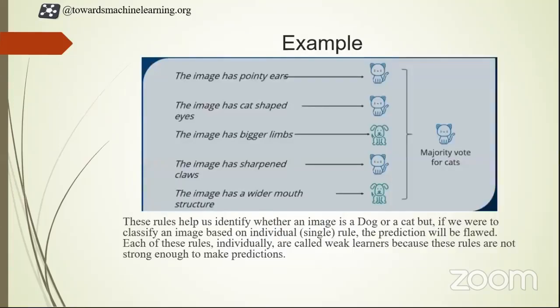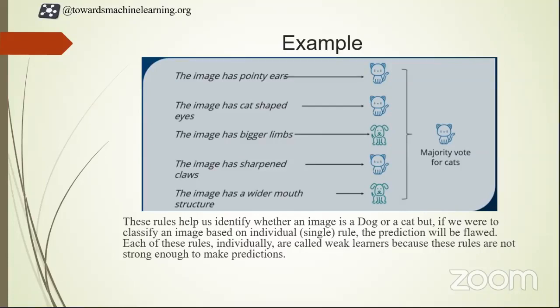So this is an example for boosting. Now you can see this is an example where we have to classify a dog and a cat. These are some of the features that we have for our instance.